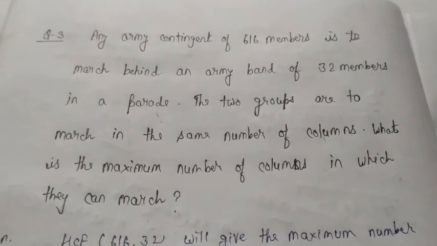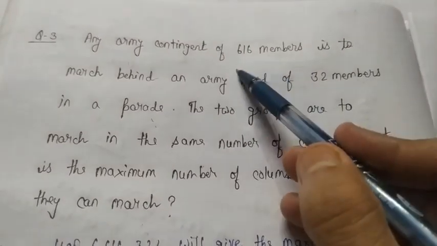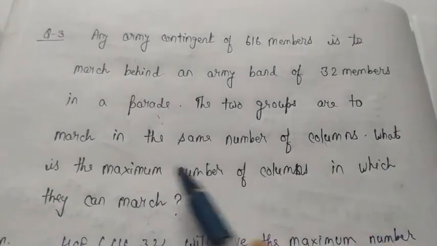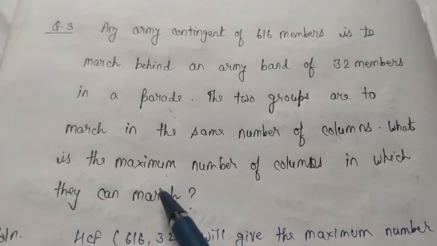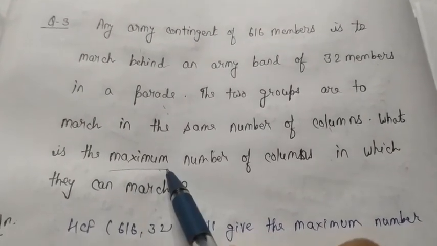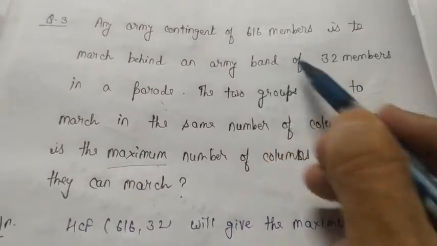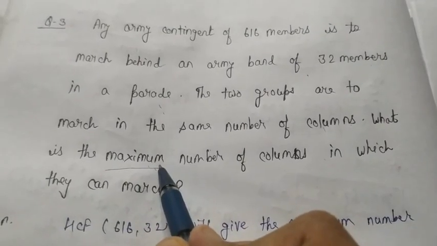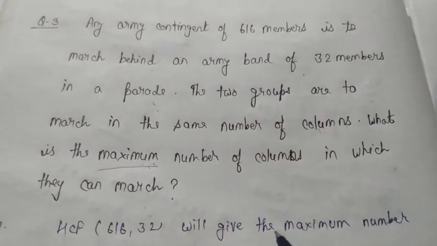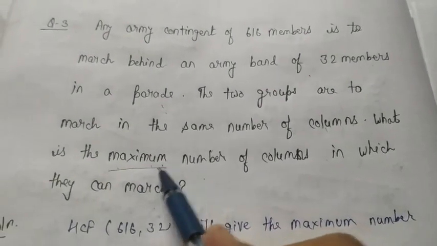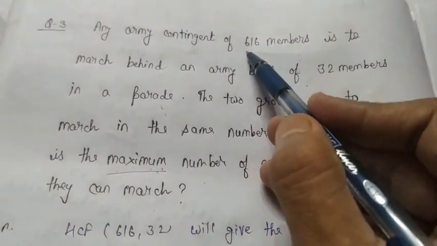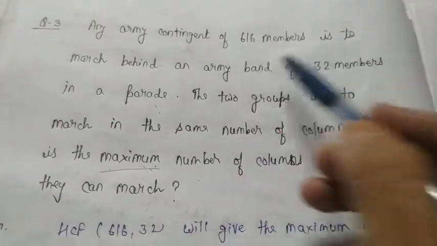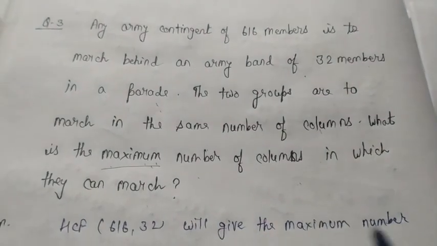Students, whenever you see this type of question, first you will get two numbers, and in the last part of the question one thing is written, either maximum or minimum. Whenever maximum is written in the last part, it means you have to take out the HCF of these two numbers, and whenever minimum is written, it means you have to find the LCM of the given two numbers. So in this question maximum is written, so you have to take out the HCF of 616 and 32 to get the maximum number of columns in which they can march.